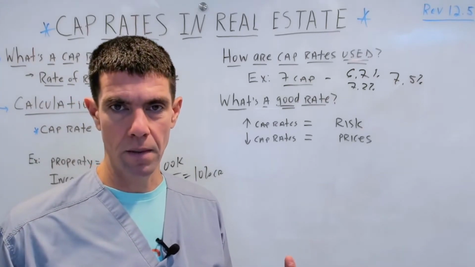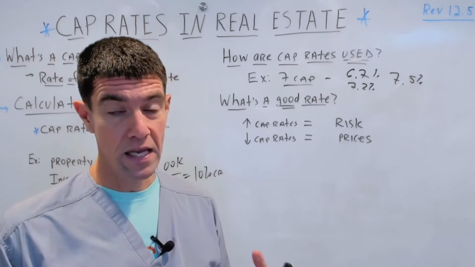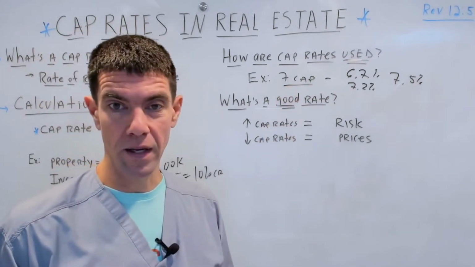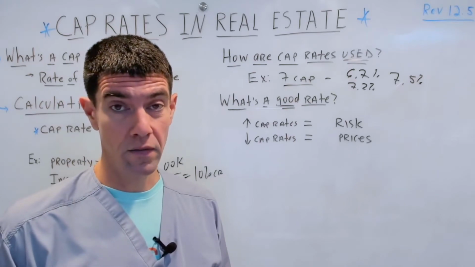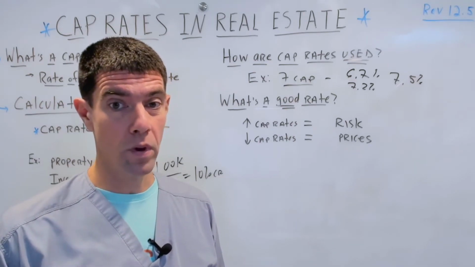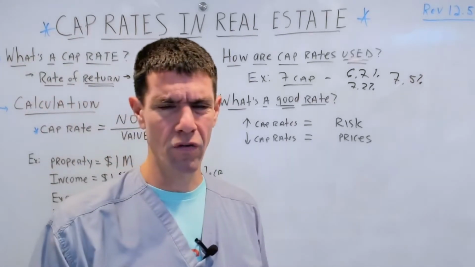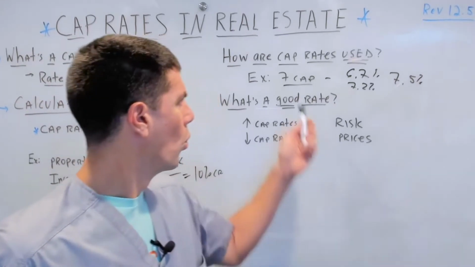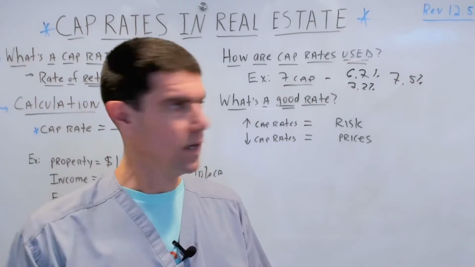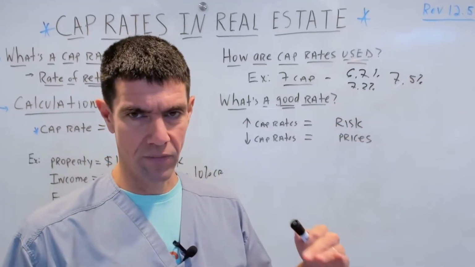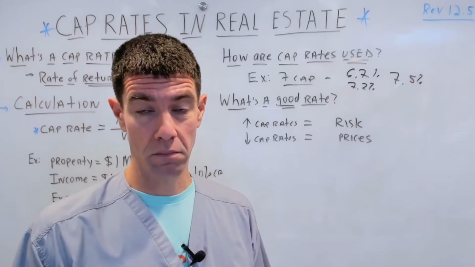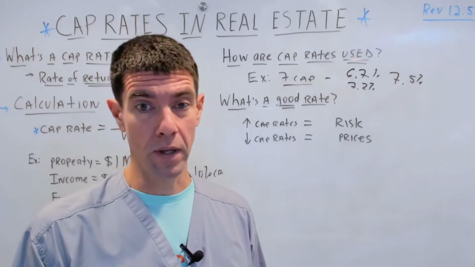Now on the flip side, if you notice that most of the properties in the area are around 4%, then maybe you should proceed with caution. At this point, it should make you ask yourself, wait a minute, why is this selling for such a low price in comparison to the amount of income it can generate? Maybe there's something wrong with the property.